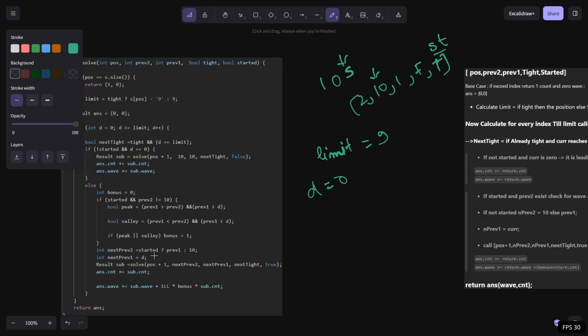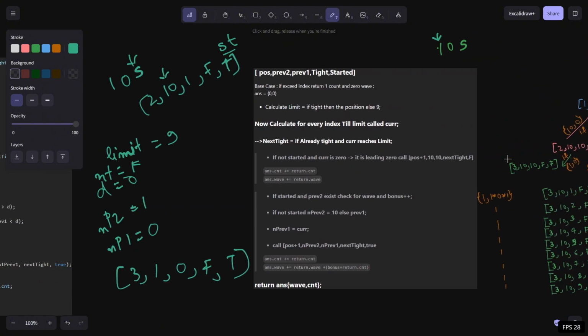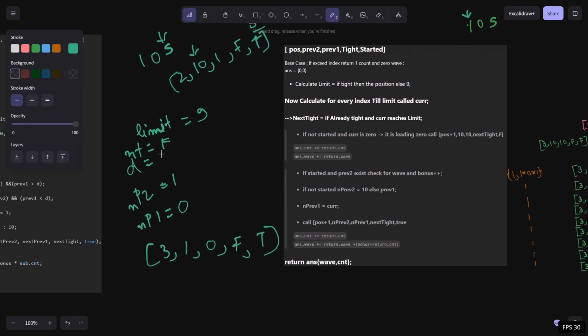So previous two is going to become previous one, that is 1, and next previous one is the current digit, that is 0. So we call again with position plus 1, that is 3, next previous two is 1, next previous one is 0, and next at is false, because current at is already false, so next at always remains false, and true: 3 1 10 ft. Okay, so we called 3 1 0 ft.